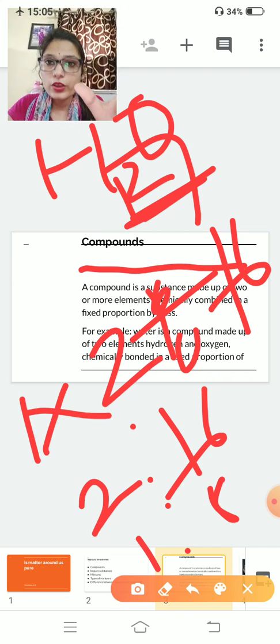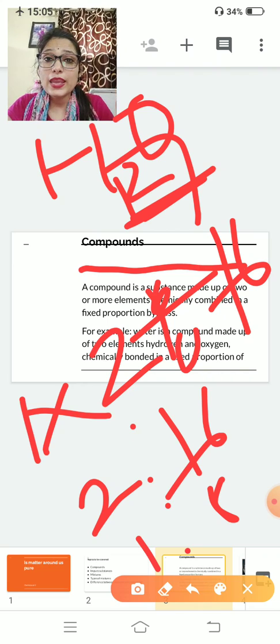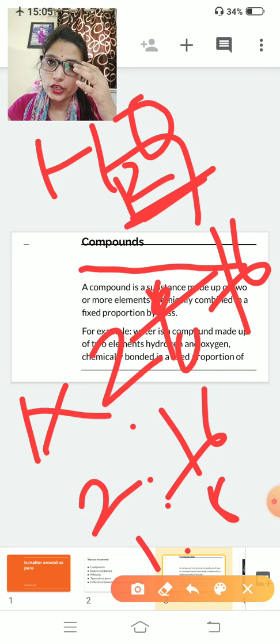That means if we want to prepare water, the hydrogen ratio is fixed. If hydrogen is 1, then oxygen will be 8. It can't be 9, 10, 11. It is fixed: 1 part hydrogen to 8 parts oxygen by mass. The ratio should be fixed by mass. It cannot be changed. Clear?